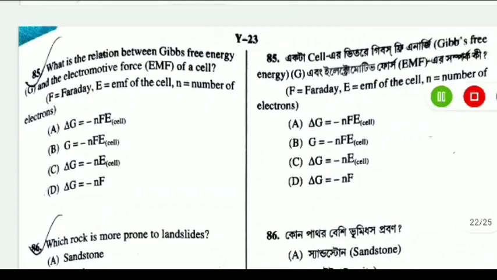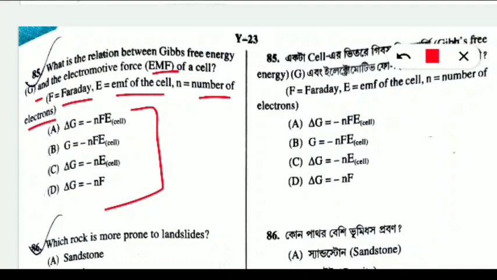Coming from environmental chemistry, that is Gibbs energy. What is the relation between Gibbs free energy, that is G, and electromotive force, that is called EMF, of a cell? F is Faraday, E is the EMF of the cell, n is the number of electrons. So among the four options, which will be correct? I will wait for a few seconds.